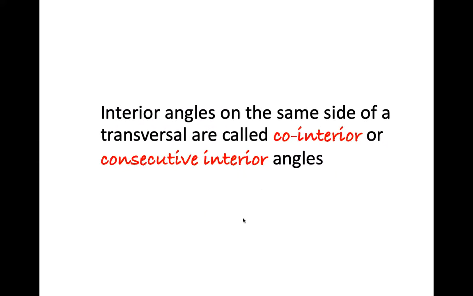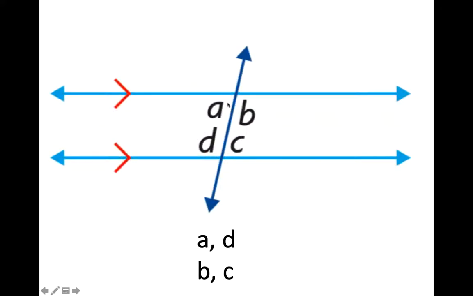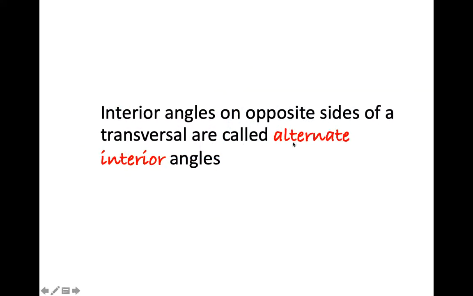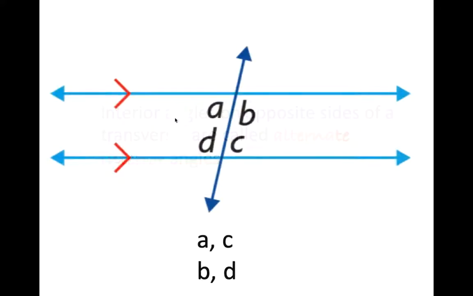Now, interior angles that are on the same side of a transversal are called co-interior or consecutive interior angles. So A and D are on the same side of the transversal. We call them co-interior or consecutive interior. And B and C are also a set of co-interior or consecutive interior. Interior angles on opposite sides of the transversal are called alternate interior angles. So when we look at these, we're talking about A and C and B and D. I think many of you have referred to these ones as the Z angles.